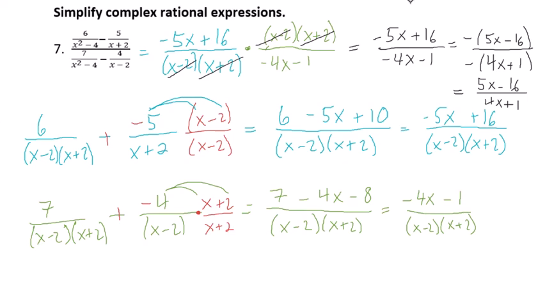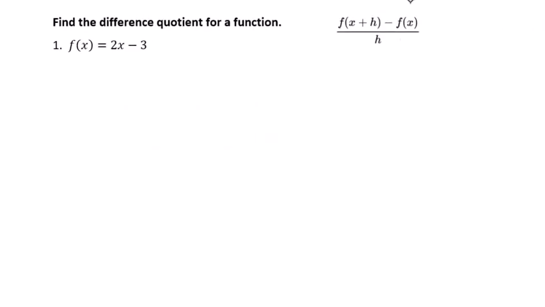All right, let's look at our next example. So in this example, we're going to be talking about the difference quotient of a function. So the difference quotient formula is right here. It's f of x plus h minus f of x divided by h. So we already have f of x defined, but what we need to do is define f of x plus h. And then we can just plug that into the formula.